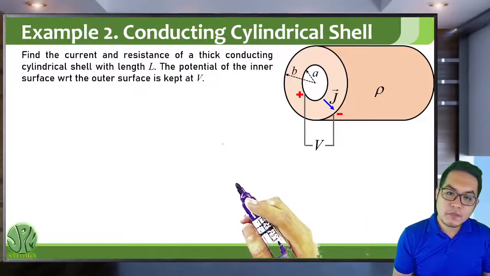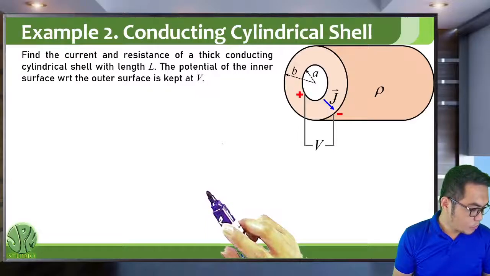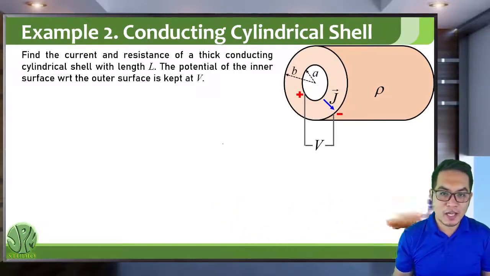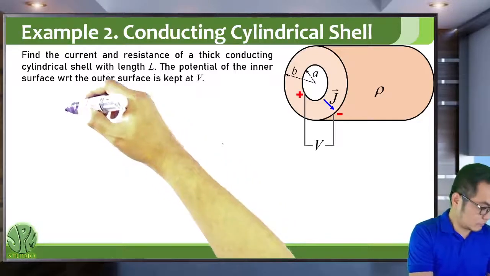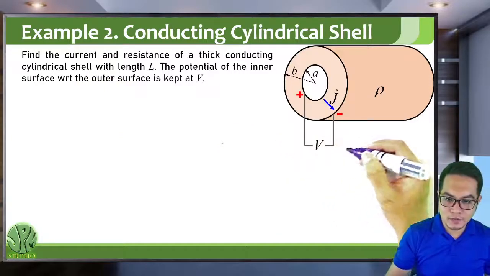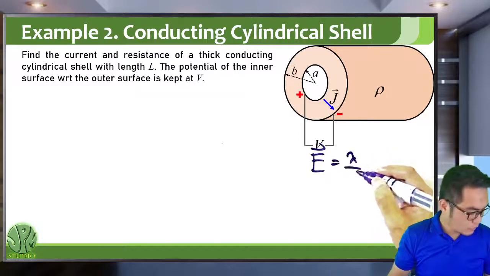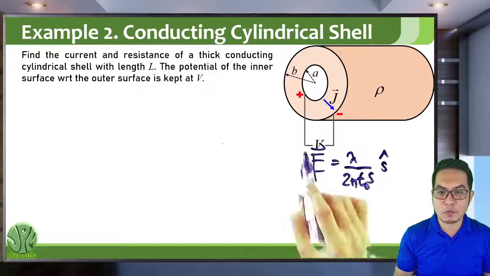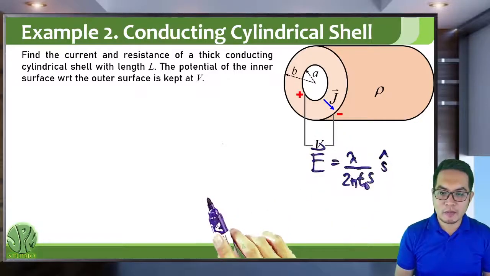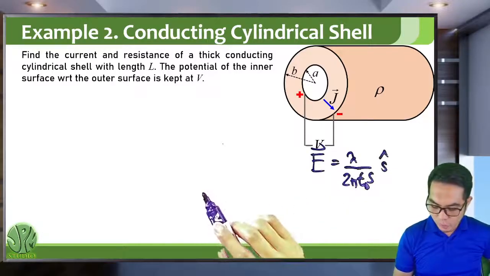So we already know the field of a line charge, so we can assume that our inner surface is basically a line charge with line charge density lambda. In that case, we already know the answer. The electric field of a line charge is lambda over 2 pi epsilon naught s, and the direction is s hat, just as we predicted. So the electric field, radially outward, is lambda over 2 pi epsilon naught s, s hat, where s is the radial distance.